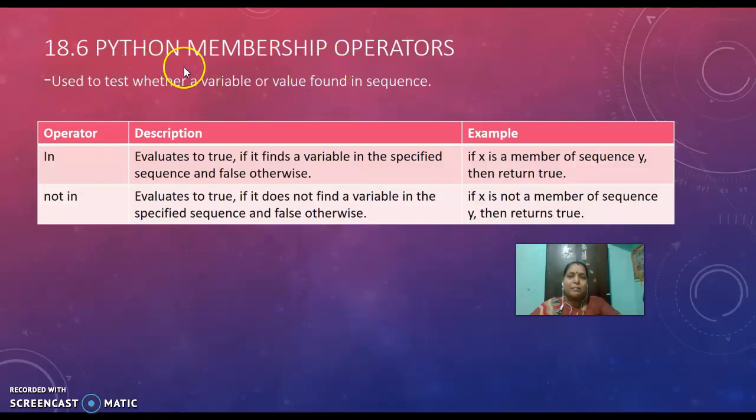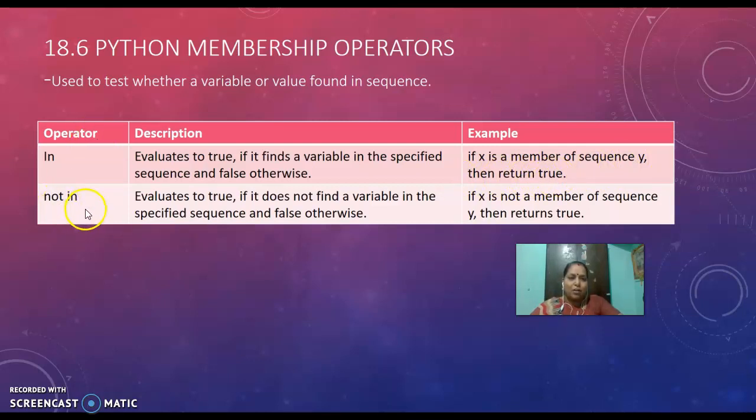Next we are going to see Python membership operators. These operators are used to test whether a variable or a value is found in a sequence. The sequence can be any list, set, dictionary, tuple or any sequence. So there are 2 operators available, the in operator and the not in operator. The in operator evaluates true if it finds a variable in a specified sequence. For example, if X is a member of sequence Y, then it returns true.